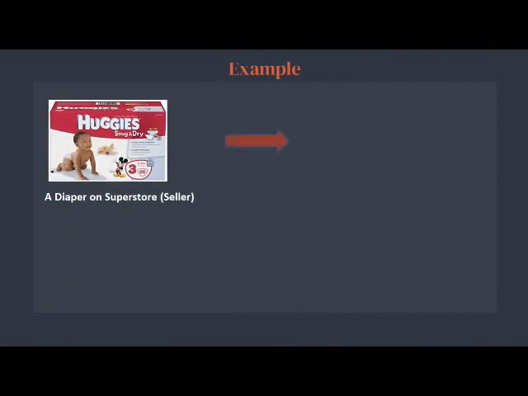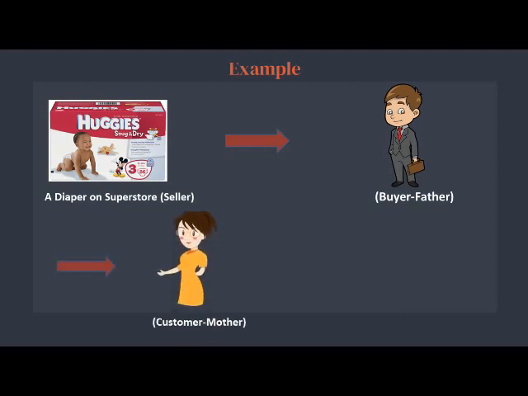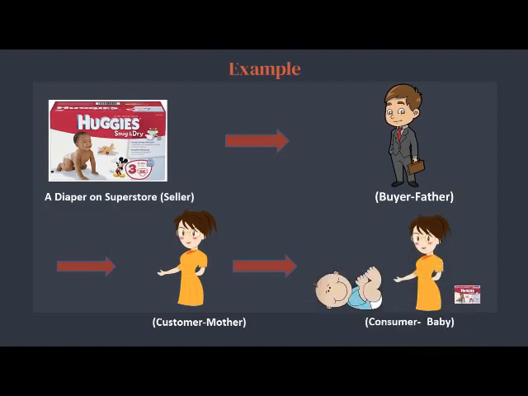Let's understand the process of buying a diaper with an example. A superstore, Big Bazaar, which sells the diaper, is the seller. The father of the baby is buying the diaper, he is the buyer. The mother is taking the decision to buy the diaper for her baby, she is the customer. And the baby uses the diaper, he is the consumer.